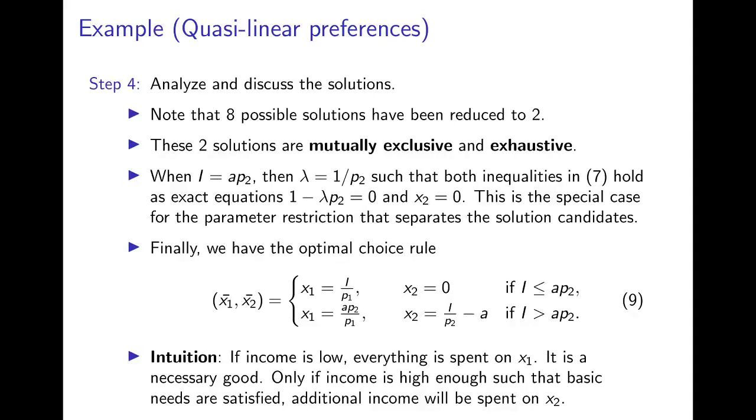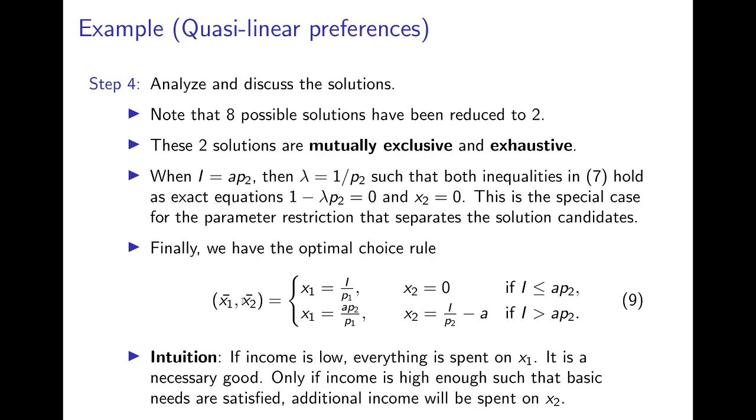Well, and in step 4, we can again discuss the solution, which we have already done. So from the 8 possible solutions, we were able to rule out 6, and we were able to reduce this to 2 possible solutions. And of course, it was much easier to analyze these 2 cases than the whole set of solutions. Now, these 2 solutions are mutually exclusive and exhaustive, meaning that we have a solution for the whole parameter space, that's the exhaustive part, and the solutions are mutually exclusive, meaning that when the first solution holds, then the parameter space is such that the second does not apply, and vice versa.